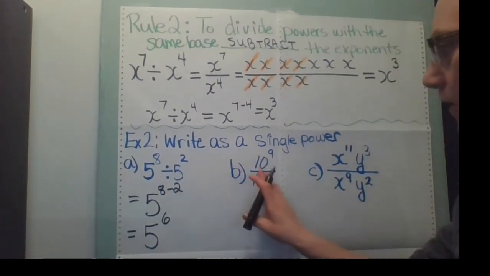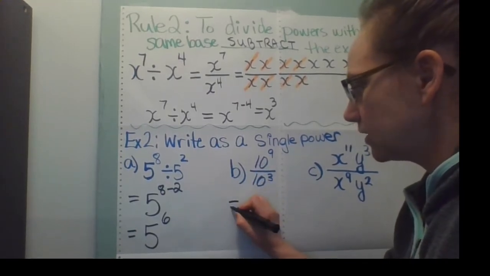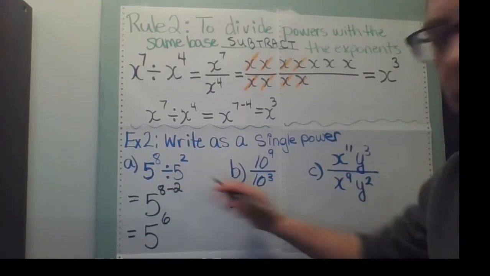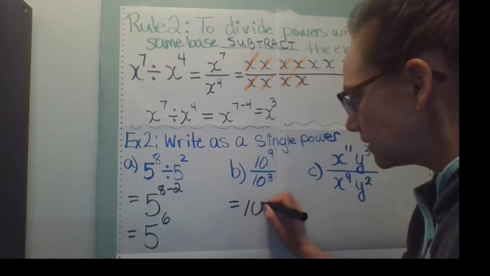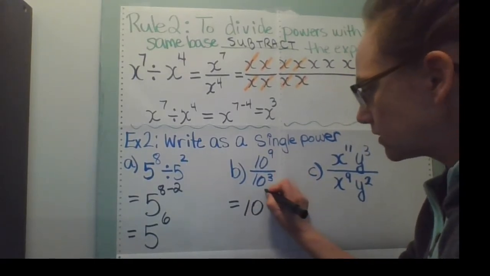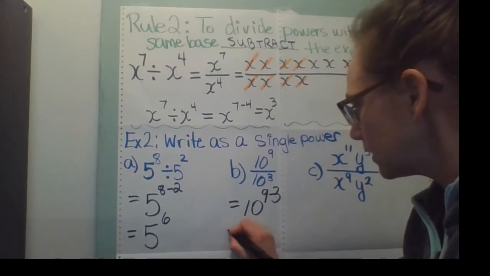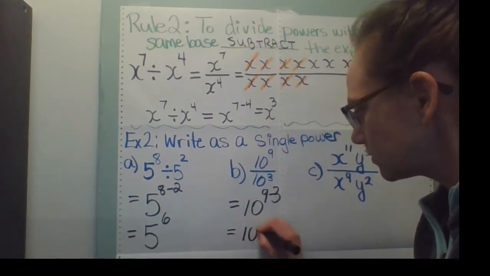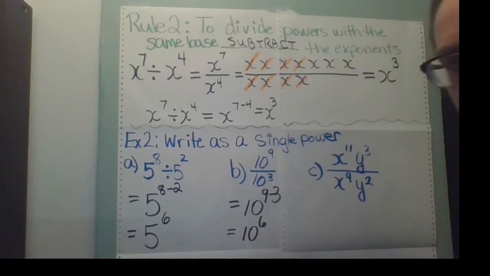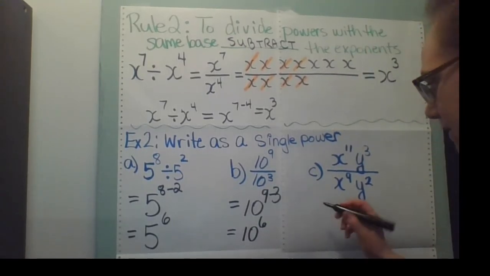Okay. I've also got one written as a fraction. Fraction means the same thing as divide. So I keep my base. Exponents are going to subtract. So I get 9 minus 3, which is 6. So my final answer will be 10 to the exponent 6.